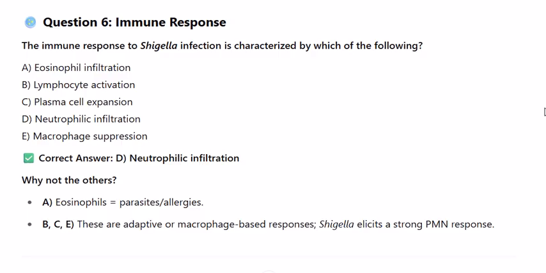Why not the others? A. Eosinophils, parasites, allergies. B, C, E. These are adaptive or macrophage-based responses. Shigella elicits a strong PMN response.